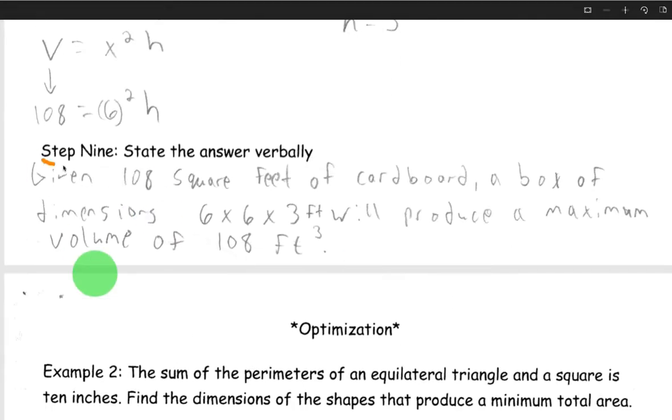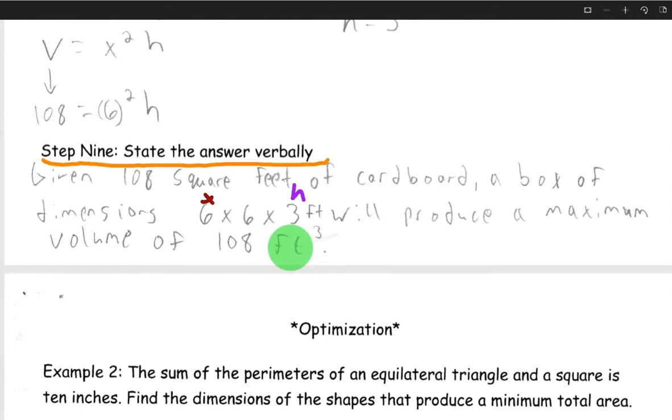We just want to answer it in a way that makes sense in a sentence. Given 108 square feet of cardboard, a box of dimensions 6 by 6, so the base of the cardboard, by 3, so 3 being the height, will produce a maximum volume of 108 cubic feet. Notice how thorough it was. Notice my dimensions were all included there. Remember, x was the base, which is 6, and the height would be 3 feet.